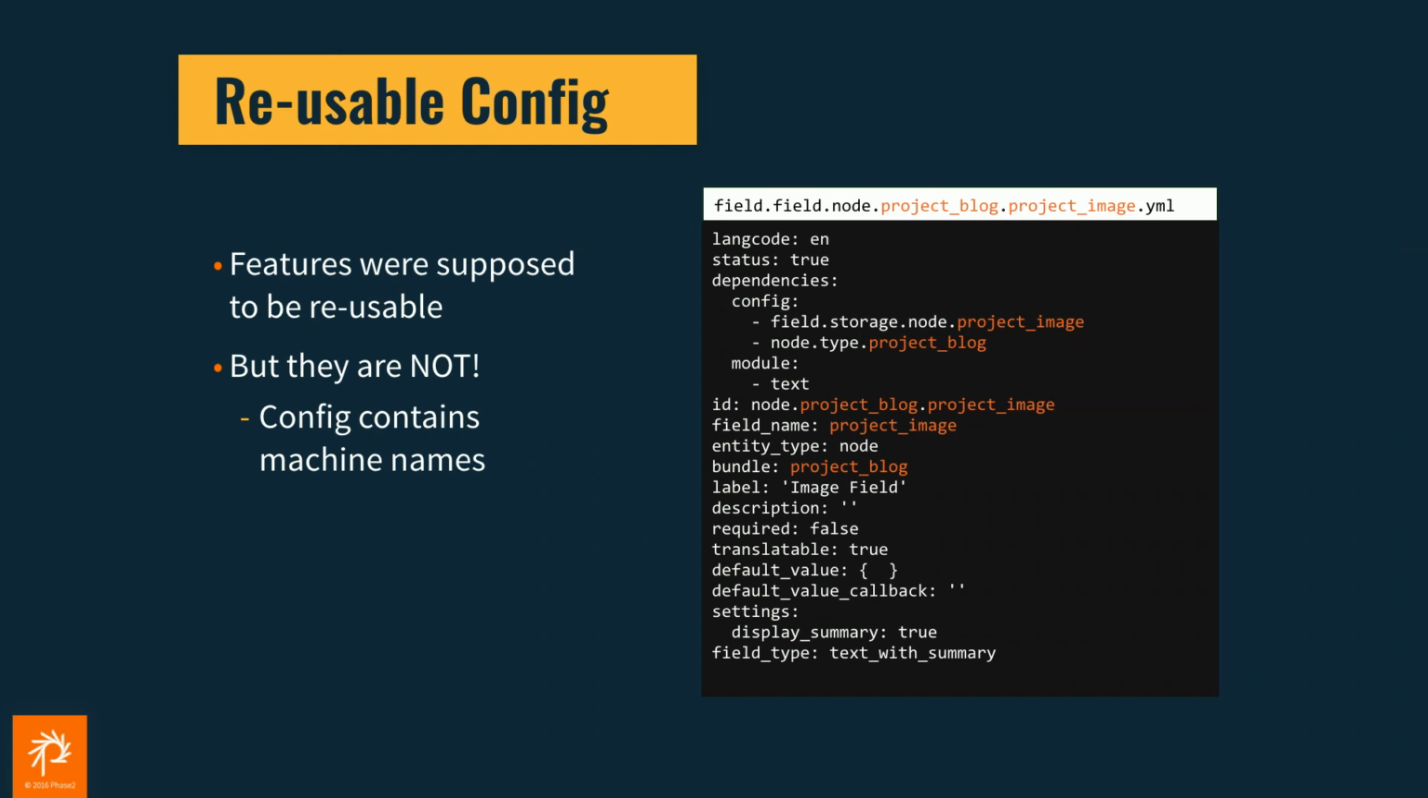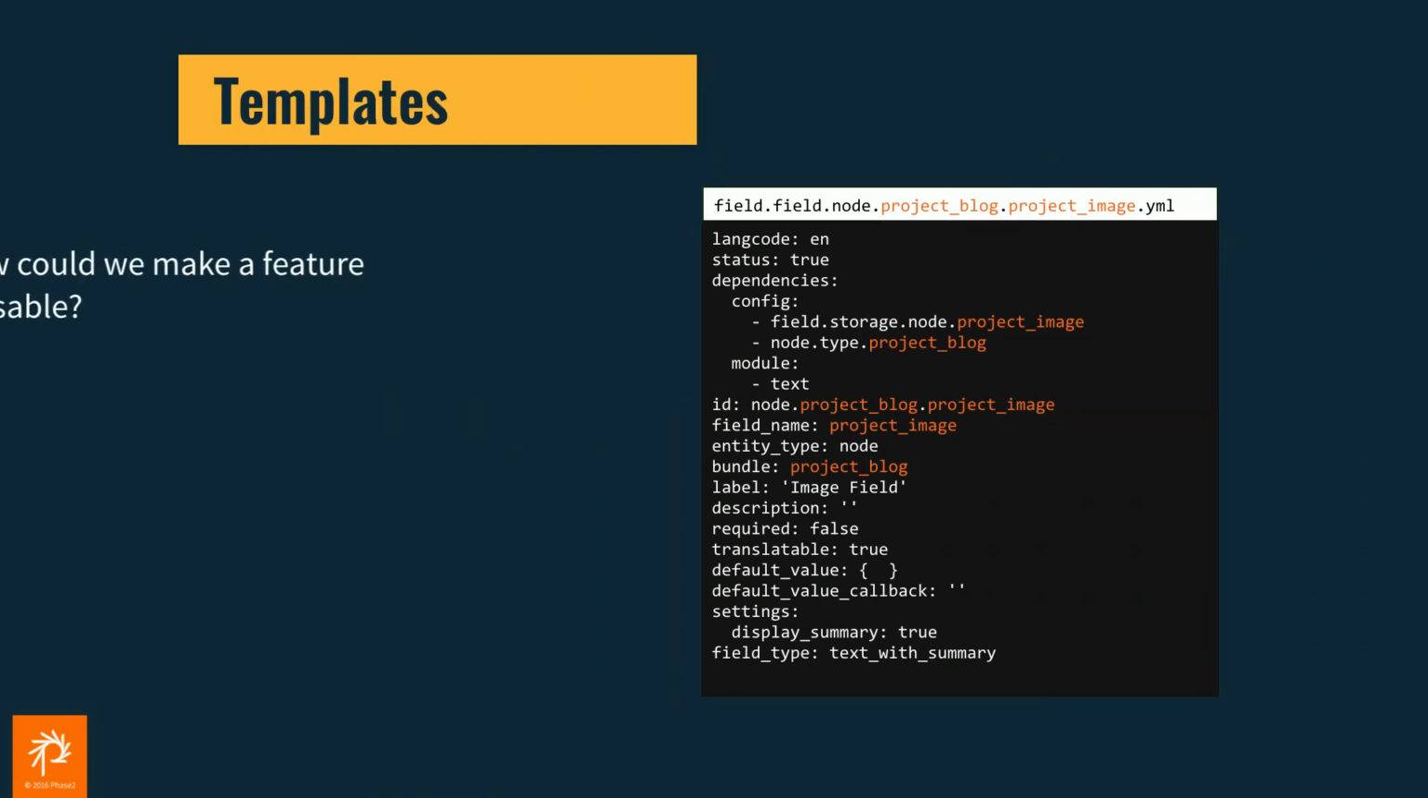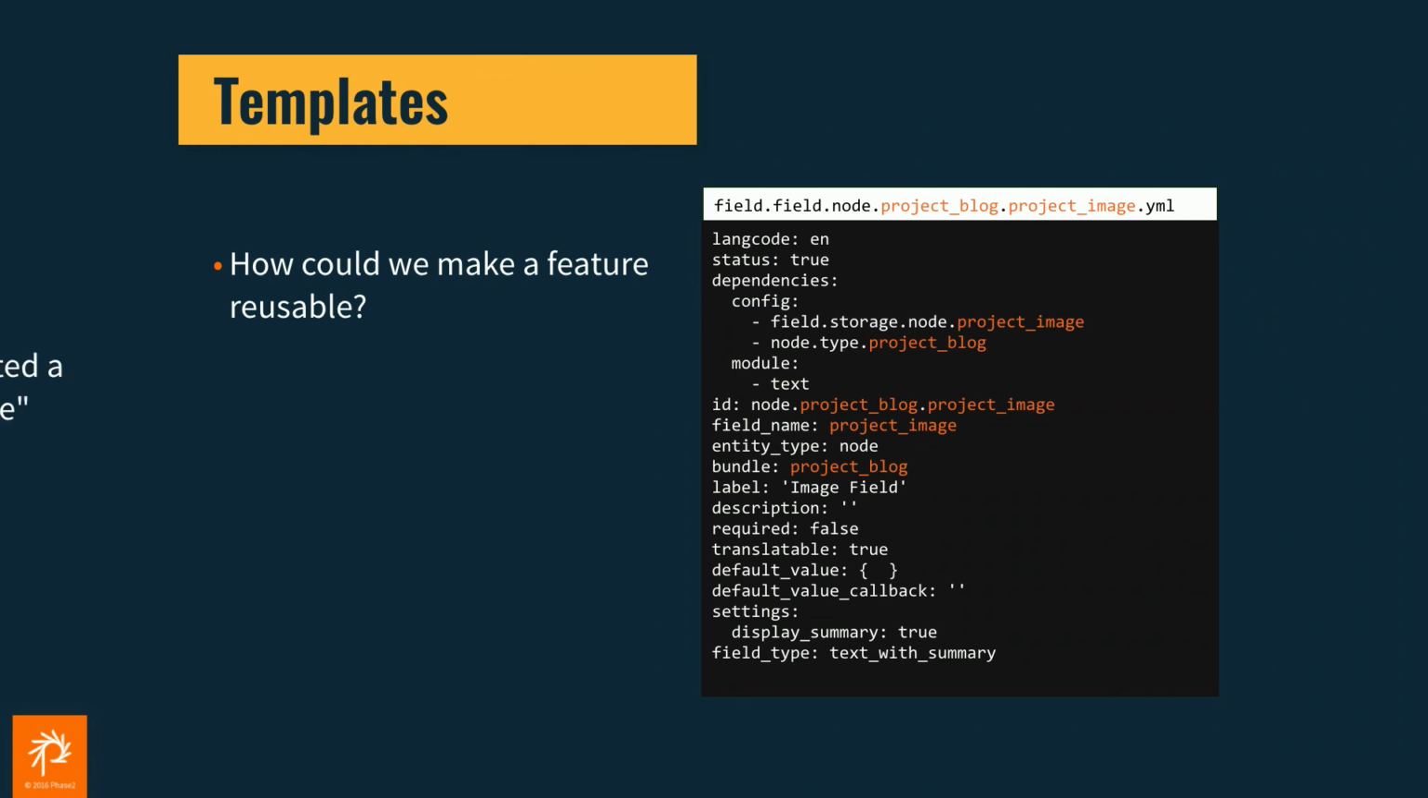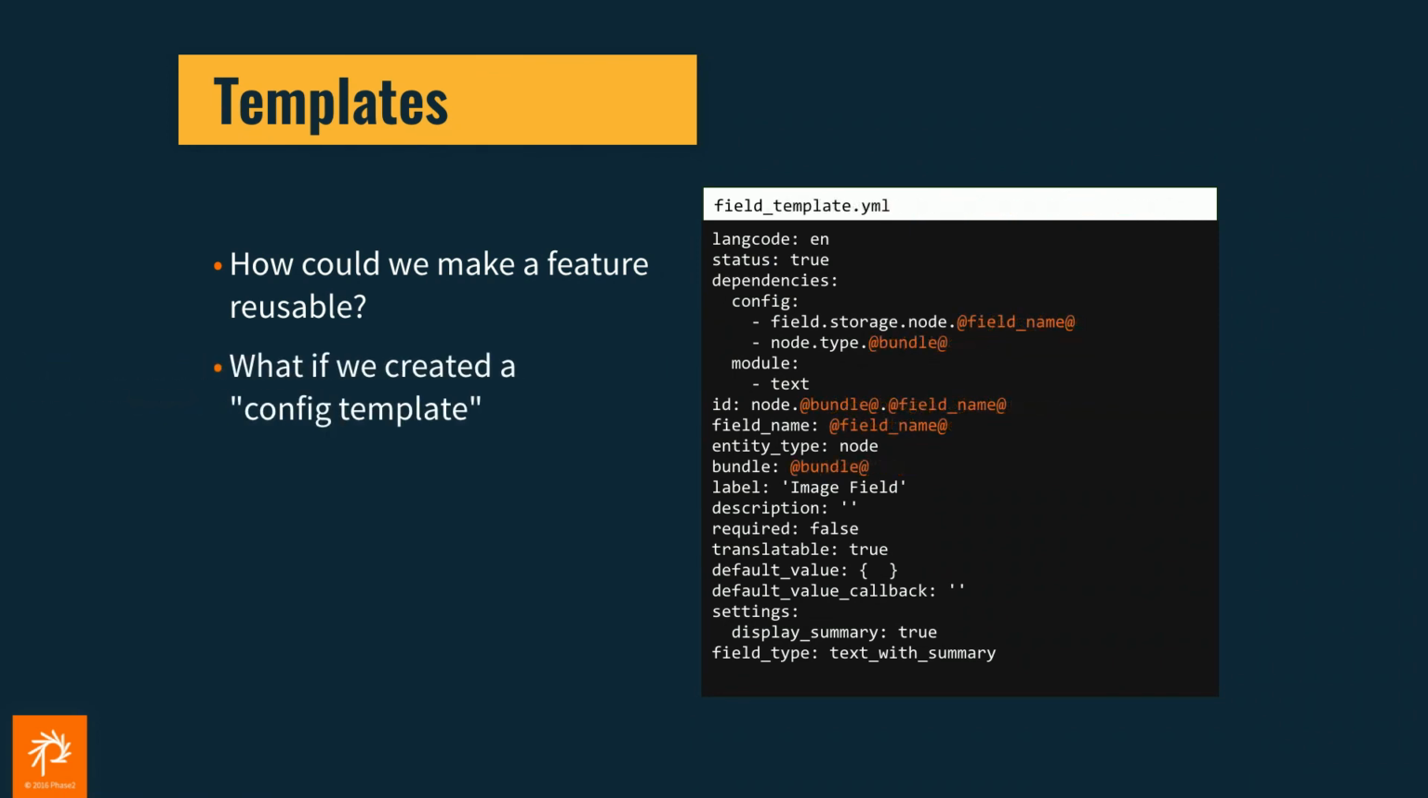Like if Berkeley installs OpenAtrium, they want Berkeley blog. And if Stanford installs it, they want Stanford blog. And we can't do that right. So how do we make this reusable? Well, what if we converted those field names into variables, or those machine names into variables? So here I've put @ around variable names, and we're calling this a template. So this is a field template where you can pass it the field name and the bundle name, and it will create a field for you.